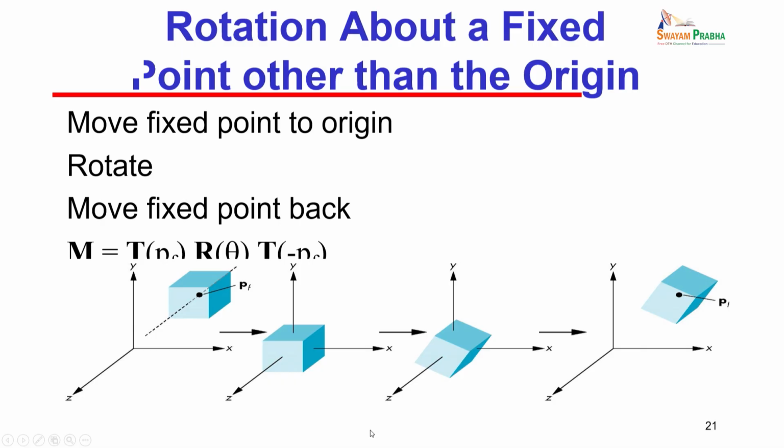Now, for rotation about a fixed point other than the origin, move the fixed point to the origin and rotate. So, we have M equal to T of p, R of theta and T of minus p. So, the first one is the rotation like this. You have to take a 3-dimensional effect, so the cuboid you have to take.